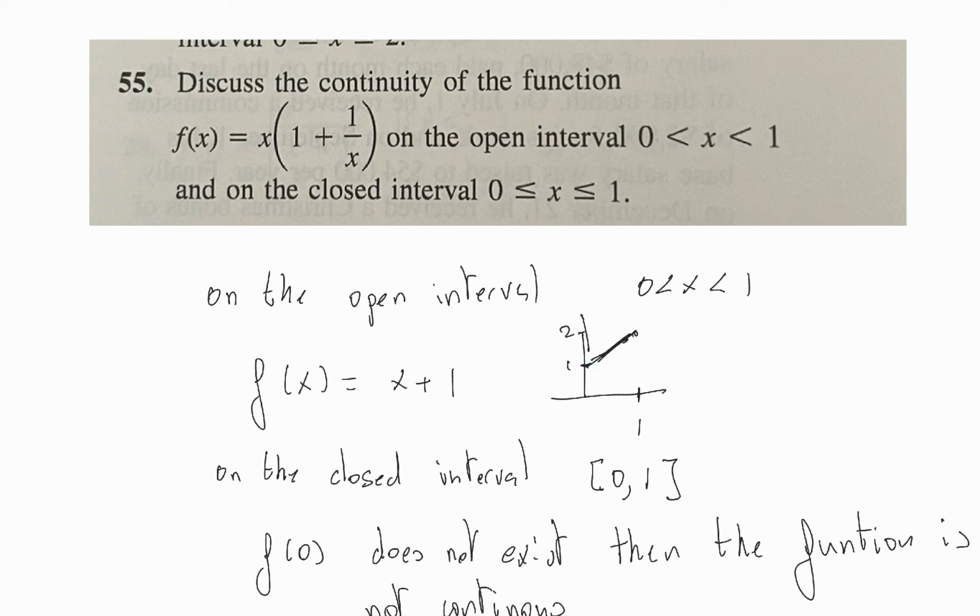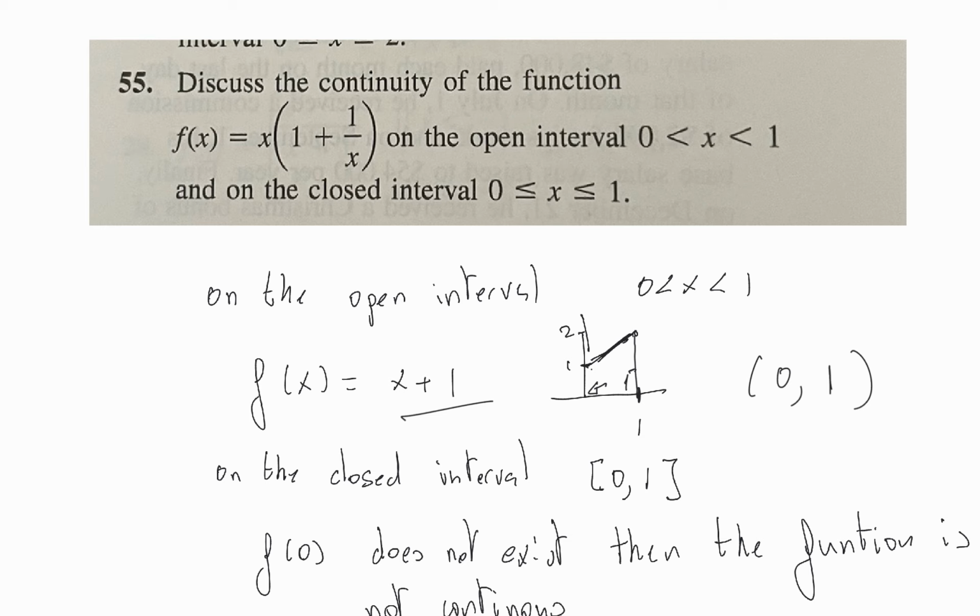We don't have to worry about f of 0 because this is the rectilinear line when x is different than 0, or in the open interval 0, 1. So no problem, the function is continuous. The limit exists when x tends to 0 plus: the function is 1. When x tends to 1 from the left, the function wants to be 2, 1 plus 1. So no problem. On the closed interval is the problem.